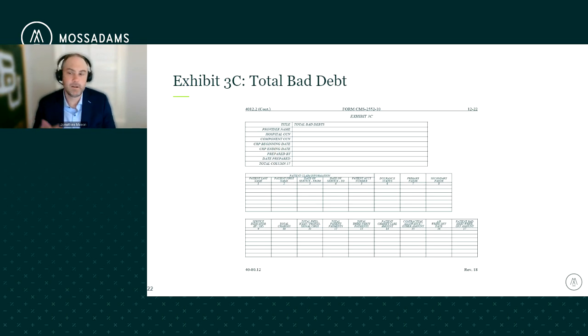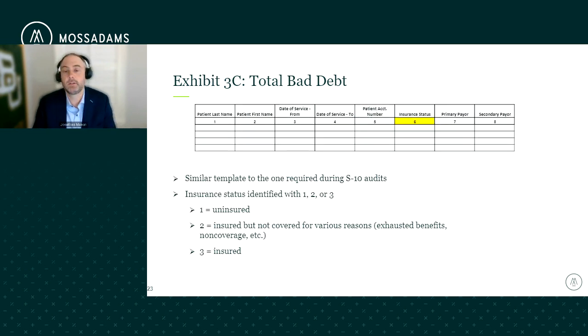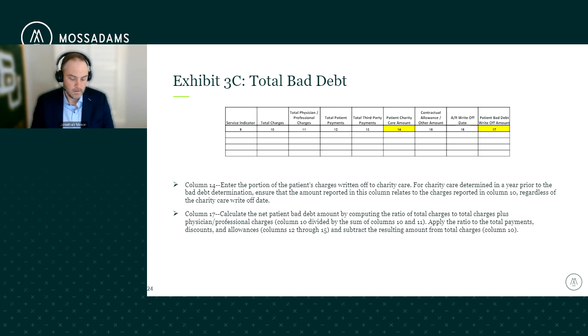So for bad debt, I'll hit this one really quick because it's a repeat of a lot of what we talked about on charity. 17 columns now include demographic information. The big thing is that you actually have to include the insurance status, and while the insurance status doesn't move where on S10 it goes, it all goes into line 26, it's still required whether to fill out uninsured, insured, not covered, and insured. But just like when we talked about charity care, the big point of emphasis I'll raise is that reconciliation from total charges less all the activity.